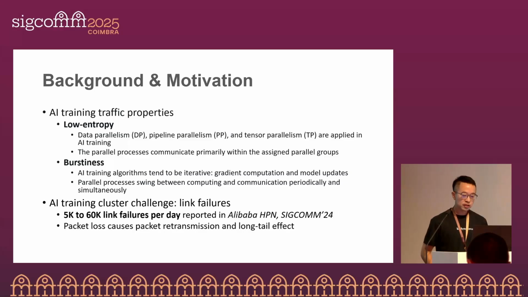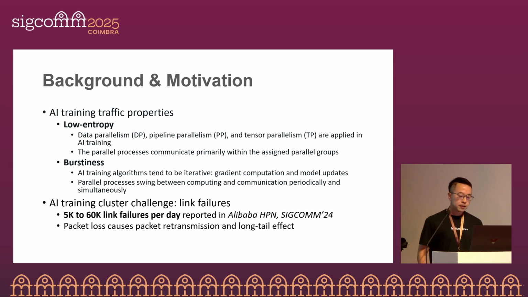Firstly, let's go through the background and motivation of our research. It's well known that AI training traffic has the following two properties: low entropy and burstiness. The first property, low entropy, is caused by the data parallelism, pipeline parallelism, and tensor parallelism commonly applied in AI training. The parallel processes communicate mainly within the assigned parallel groups, causing the number of flows to be relatively small compared to traditional data center networks.